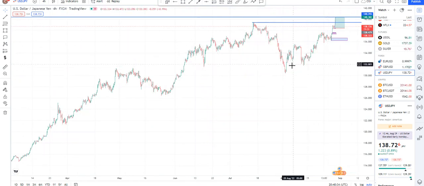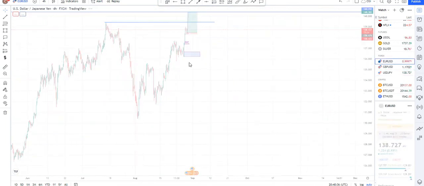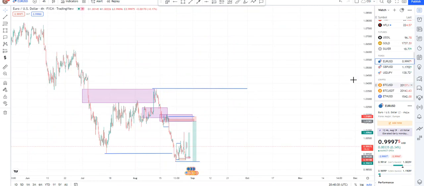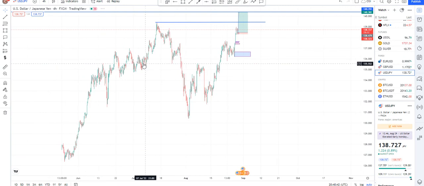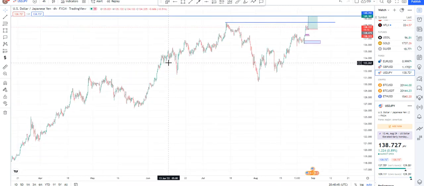The most clean trade for me right here is this Euro USD, the first one. But yeah, that's the three places. Do you guys get the breakdown so far?